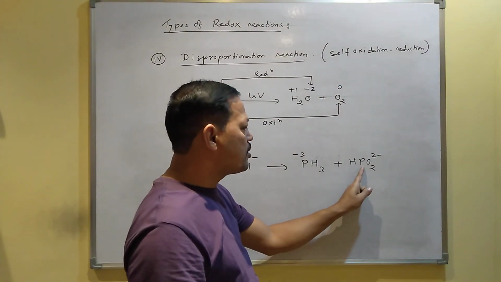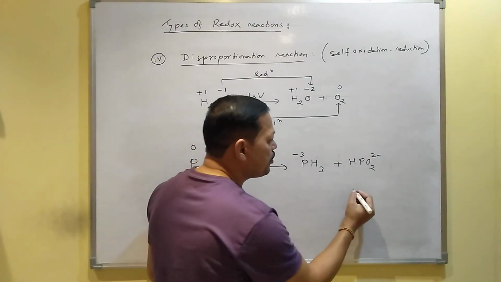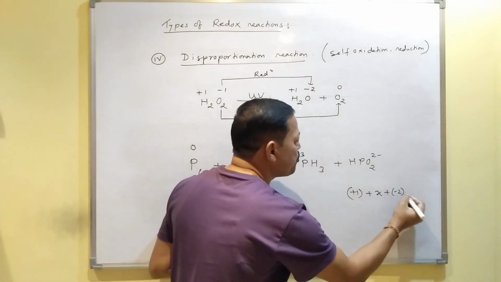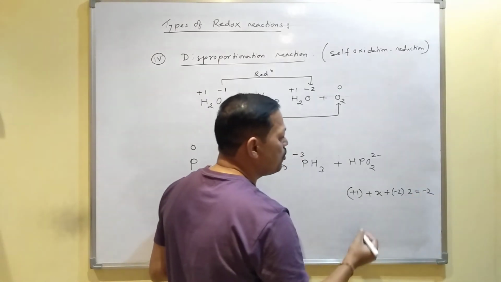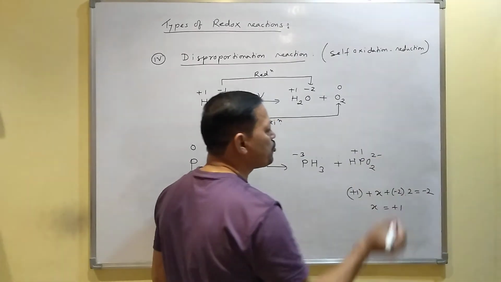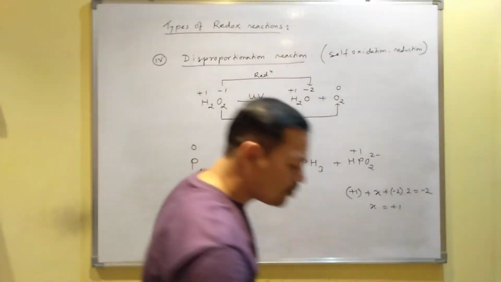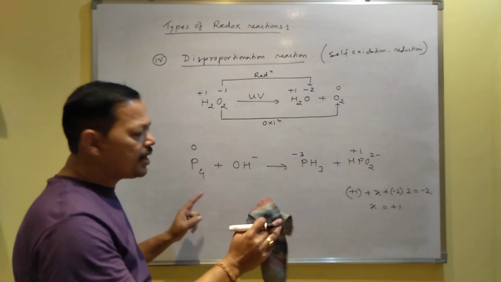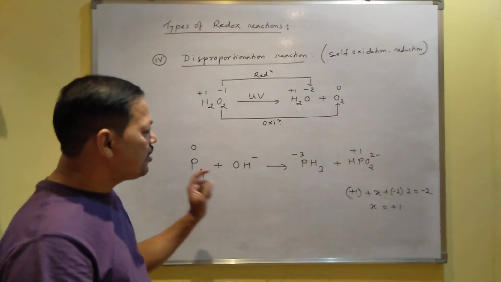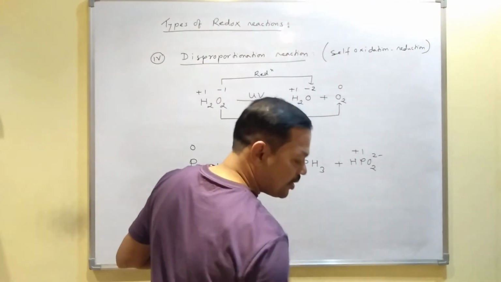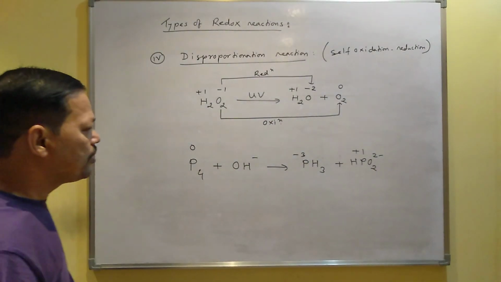Here the phosphorus charge, if you want to find out, hydrogen is +1, phosphorus is x, oxygen is -2 into 2 equals -2. So x you will get as +1. I mean here the charge of phosphorus is +1. Oxygen is -2, hydrogen is +1. That's why the oxidation numbers of oxygen and hydrogen are fixed here. No change takes place. Only phosphorus undergoes change in oxidation number.